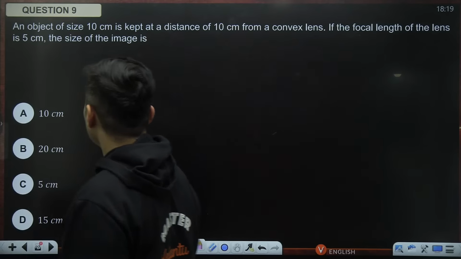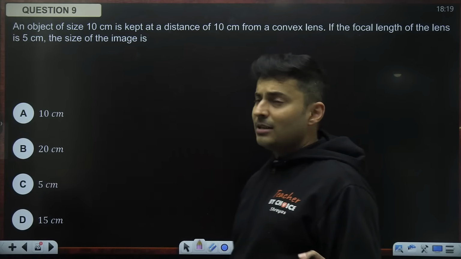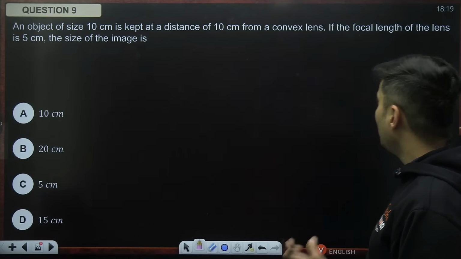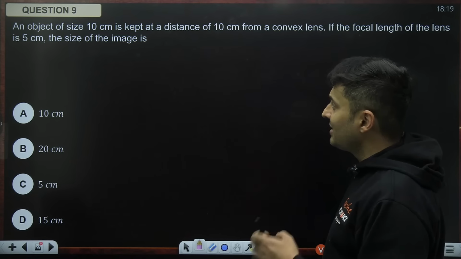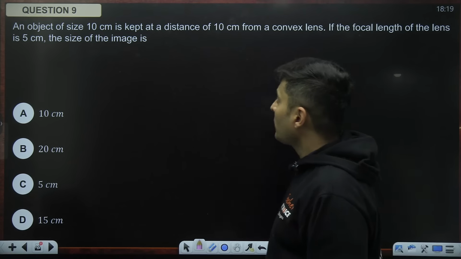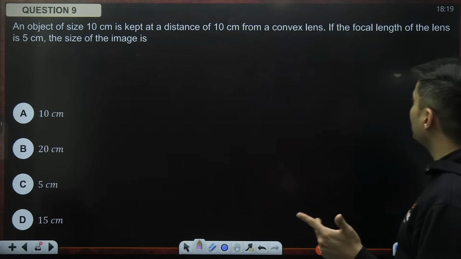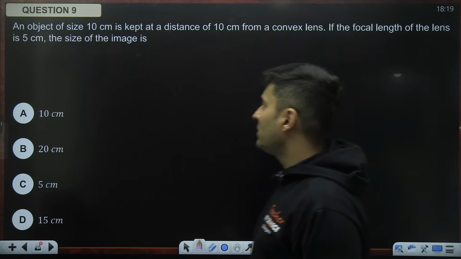And here it is. The object of size 10 centimeters is at a distance of 10 centimeters from a convex lens. The focal length of the lens is 5 centimeters. The size of the image is how much? Focal length given, distance given, object size given. So the size of the image is asked.